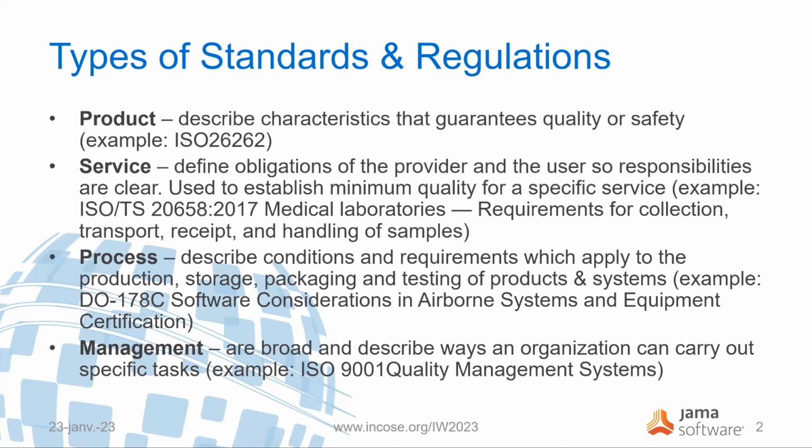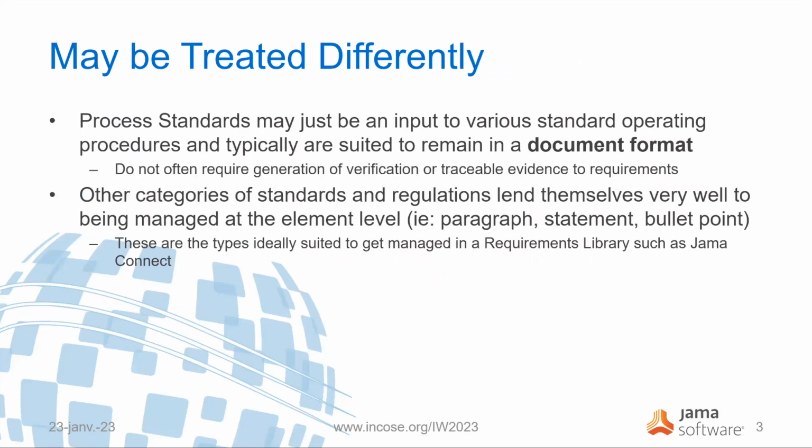And then a management type of regulation or standard might be something that's very broad. ISO 9001 for quality management systems really comes to mind. And so you're going to manage these types of regulations and standards a little differently from each other. And I'll show some examples as well. A process standard might just be an input into different types of standard operating procedures that you might have.